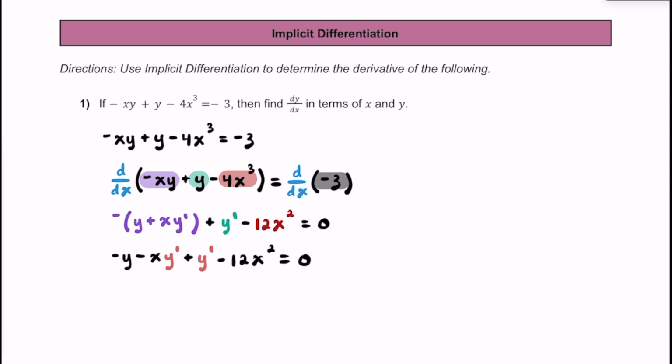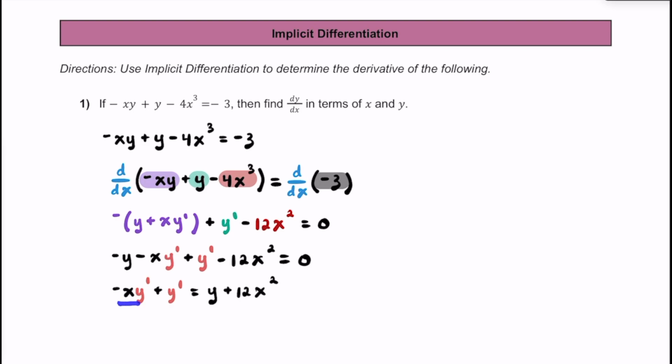So let's rewrite this. On the left side, we're going to have this negative x y prime, and then plus this other y prime. So we're going to keep these on the left side of the equation. And then let's move everything else to the right side. If we add the y to the other side, it's going to be y. And if we add a 12x squared to the other side, it's going to be plus 12x squared. We're adding both of those to the right side, along where that 0 was.